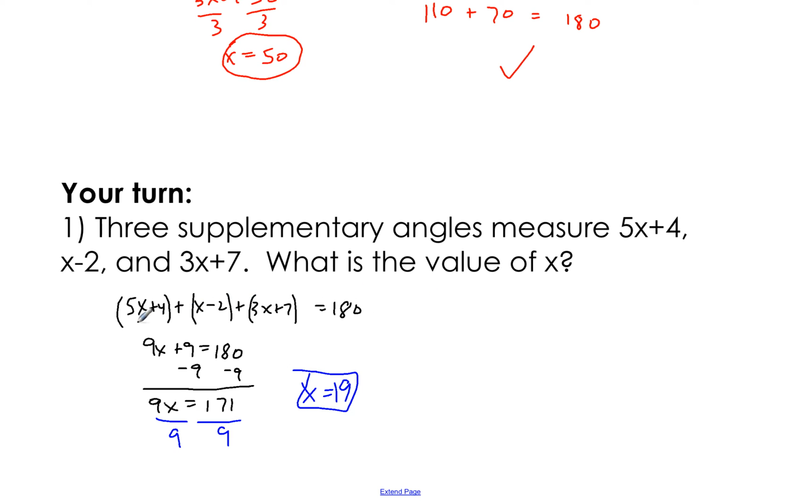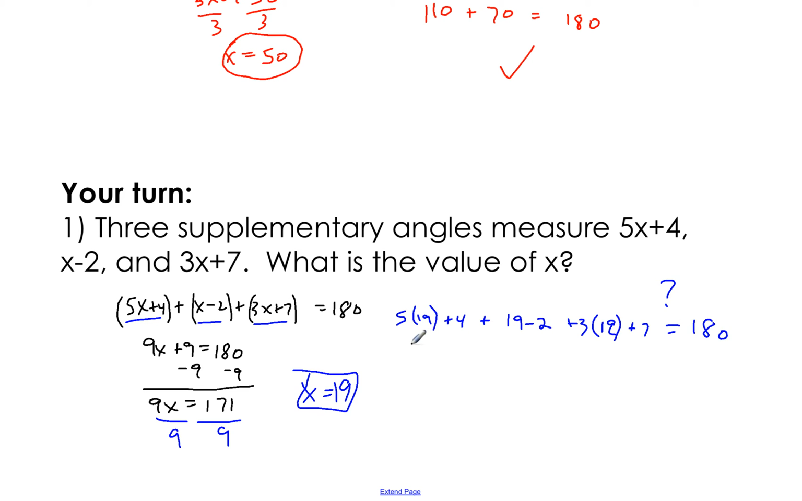So what I'm going to do is I'm going to substitute x with 19 in each of these. I'm going to take their sum and see if they actually equal 180 degrees. So the question is, 5 times 19 plus 4 plus 19 minus 2 plus 3 times 19 plus 7, is this equal to 180 degrees? So let's see what we got.